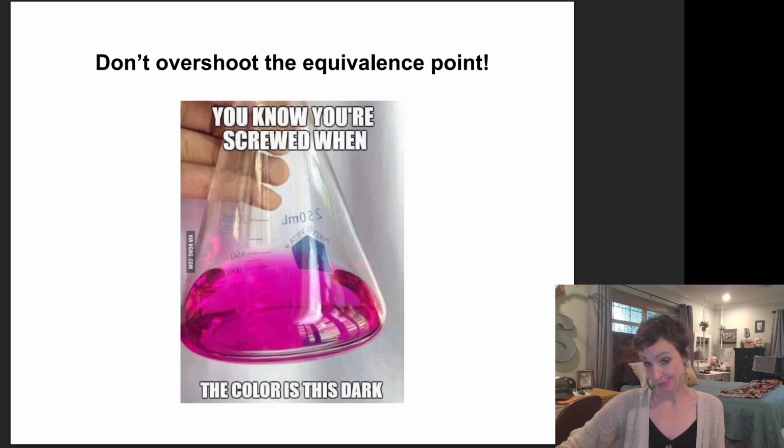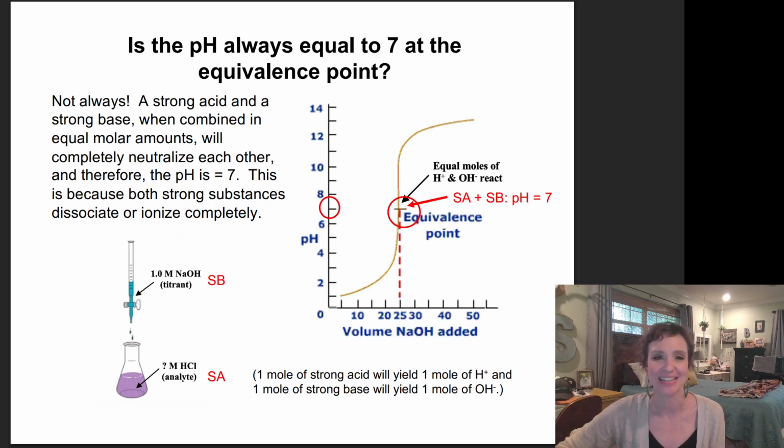Okay, so do not overshoot the equivalence point. You know you are screwed when the color is this dark. If you get to the point of your titration where your color goes this dark, you have to trash all your data and start over again. So it is a very tedious process of titrating.